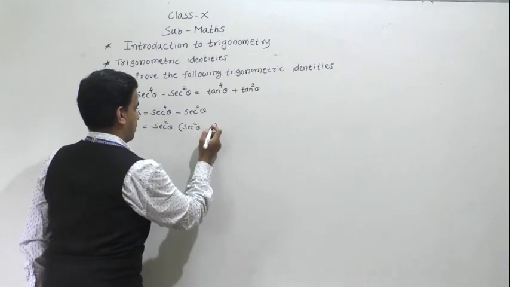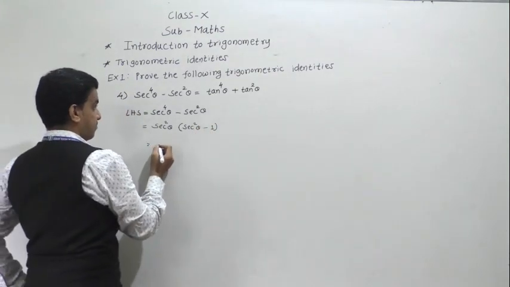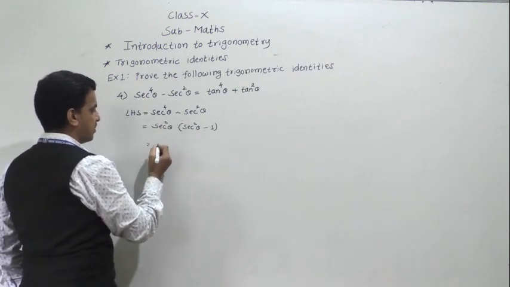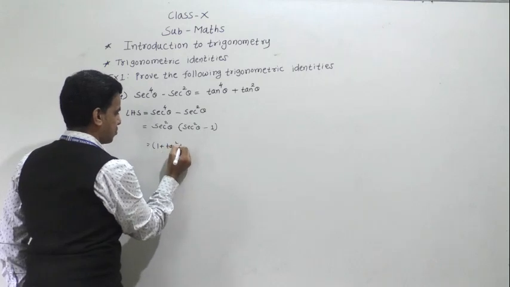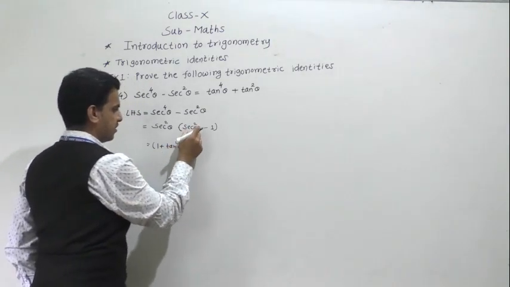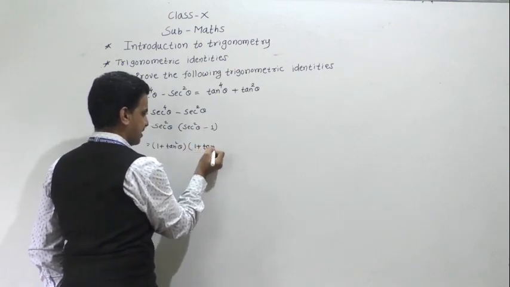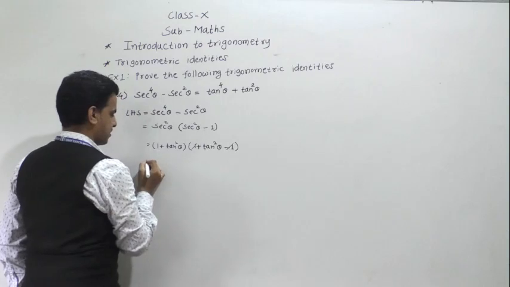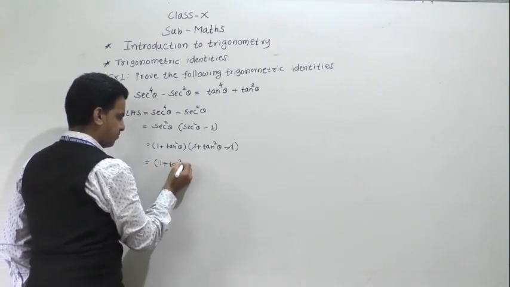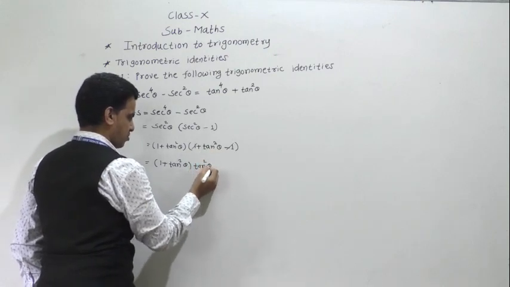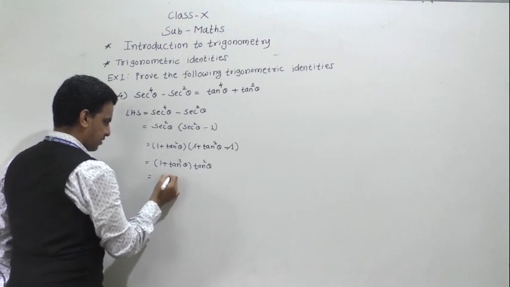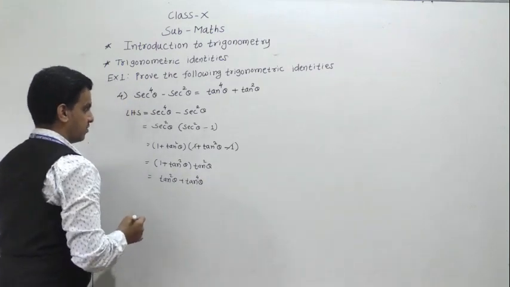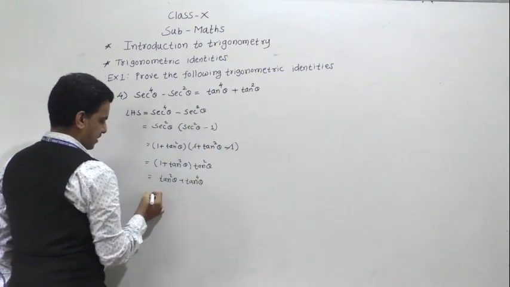minus 1, sorry, minus 1. Now sec square theta, we can write its value by using the identity: sec square theta is equal to 1 plus tan square theta. So (1 plus tan square theta) into sec square theta, again put the identity, (1 plus tan square theta) and minus 1. So plus 1 minus 1 will get cancelled. What remains? (1 plus tan square theta) into tan square theta. So tan square theta into 1 is tan square theta, plus tan square theta into tan square theta, tan raised to 4 theta. So this is the RHS, tan raised to 4 theta plus tan square theta.